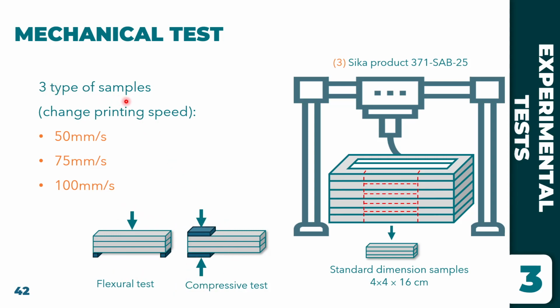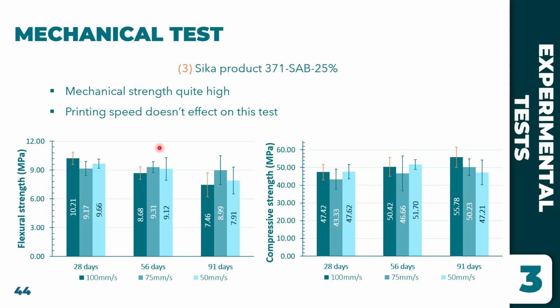I have three types of sample in here. I want to study also the printing speed on the mechanical strength, and here we got the result. In general, the flexural strength of this mixture is quite high. It can reach around 8 megapascal. This is a great number even with the conventional mortar.